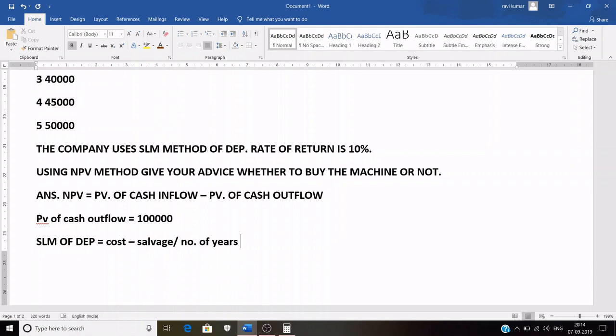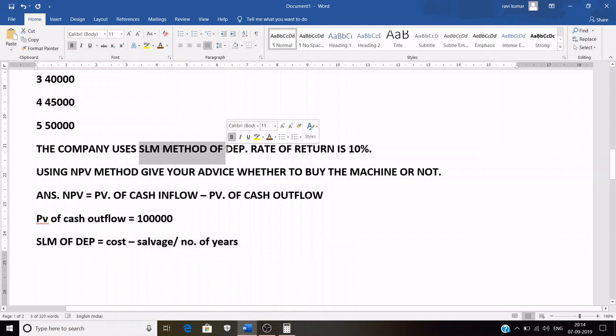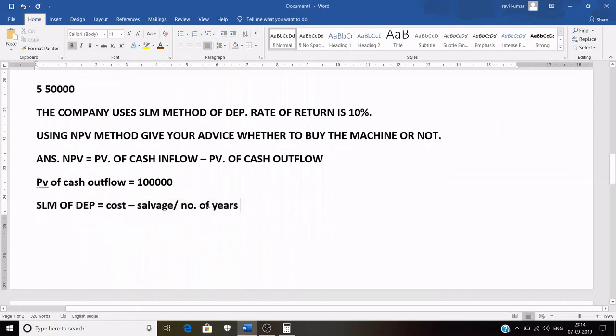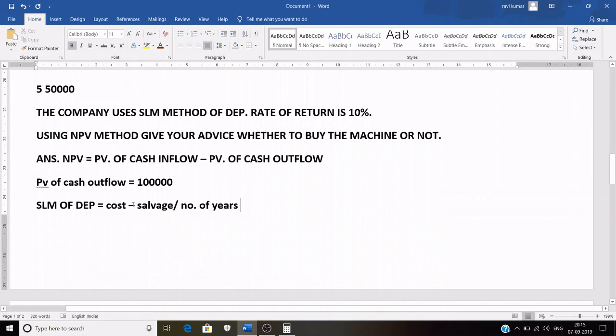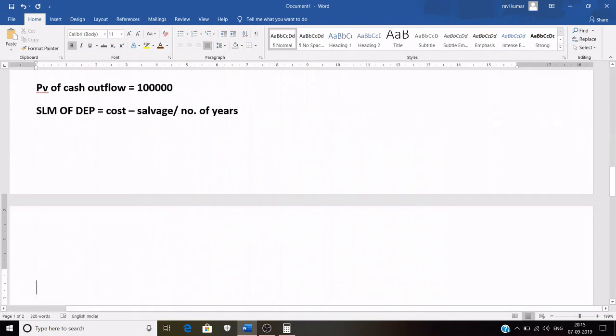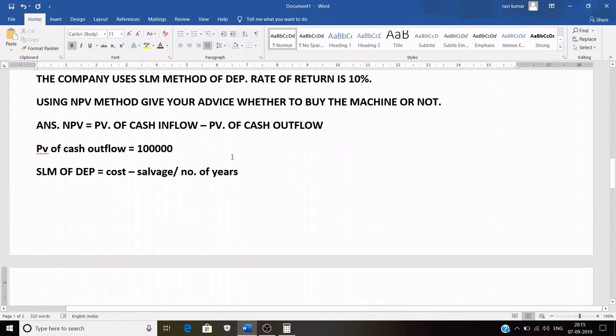So through this formula we can calculate depreciation, but remember this depreciation is only applicable when the company uses the SLM method of depreciation. Because it is given that the company uses the SLM method, we can use this formula to calculate depreciation. Because we don't have salvage value in this question, we can directly divide cost by number of years. Number of years means the life of our machinery. And we know that in SLM our depreciation remains equal in each year.